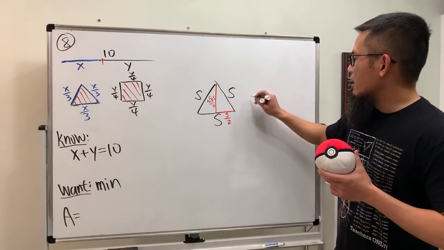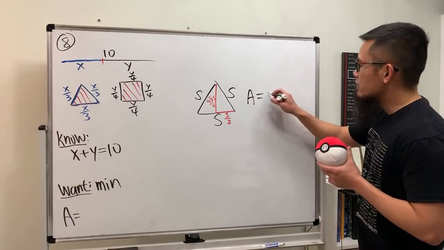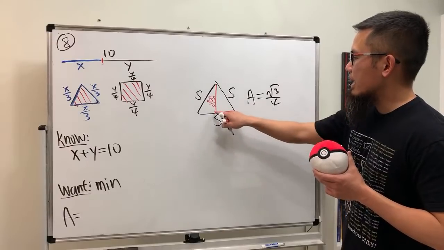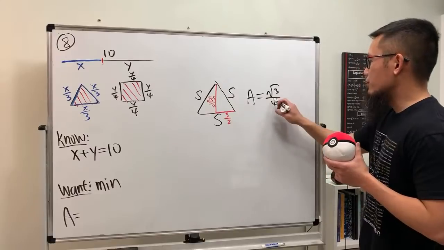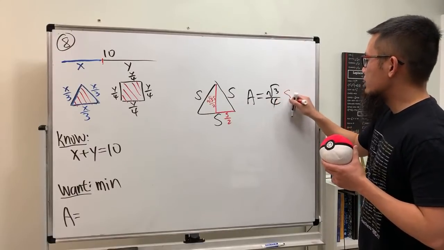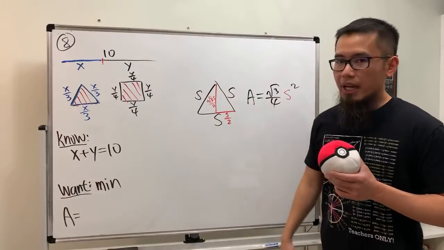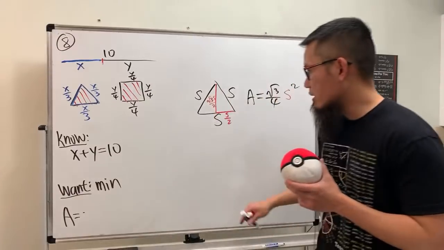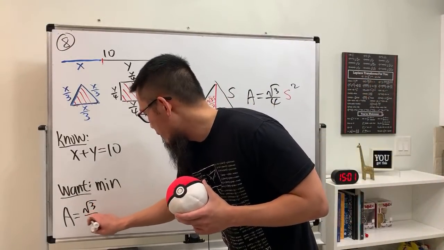But anyway, if you know the formula, most likely your teacher will let you use it right away. You get square root of 3 over 4 because half of this and that, and then times 2, so square root of 3 over 4 and then s to the second power. So that's for the whole thing. Okay, so we're going to use that. So we have square root of 3 over 4.